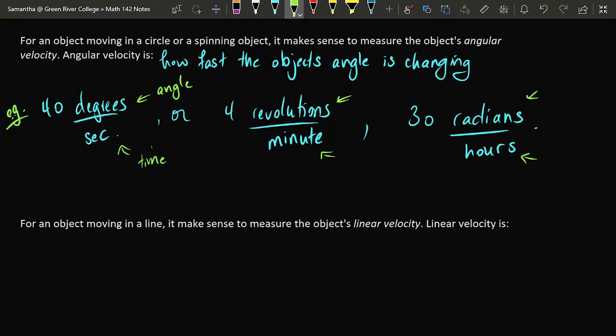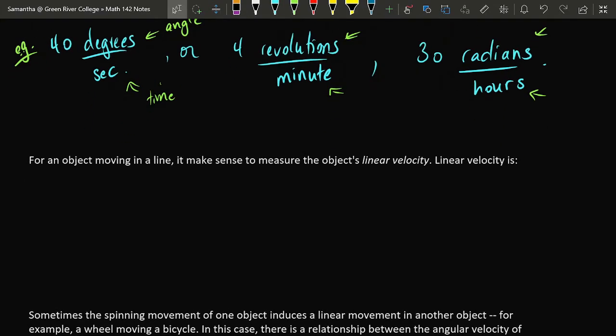Now, angular velocity is appropriate for an object which is spinning or moving in a circle. But if you have an object which is not moving in a circular pattern, but is instead moving in a line, we can still talk about the object's velocity, but in this case, we talk about what's called linear velocity, which is how fast the object's linear position is changing, how fast the object is moving forward over time.